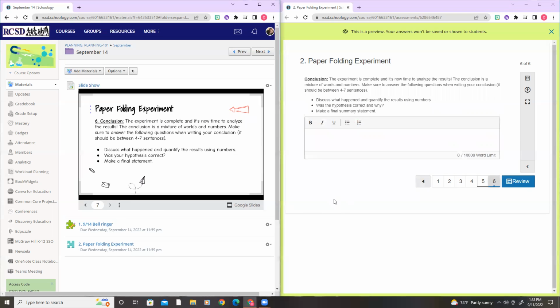And then finally, our conclusion. The experiment is complete and it's now time to analyze the results. The conclusion is a mixture of words and numbers. Be sure to answer the following questions when writing your conclusion. It should be between 4 and 7 sentences. So discuss what happened and quantify your results using numbers. Was your hypothesis correct? Why or why not? Make a final statement. So just summarize what you did all over again, and that is it.